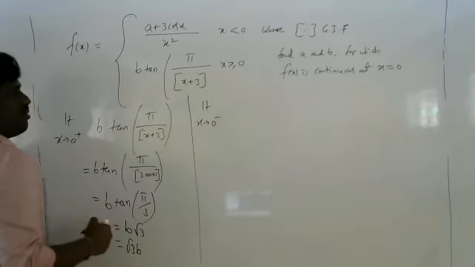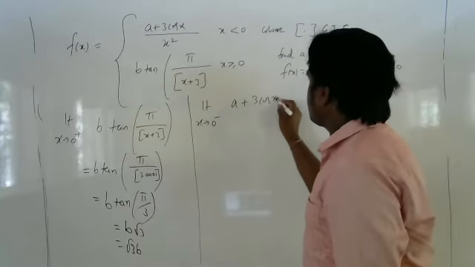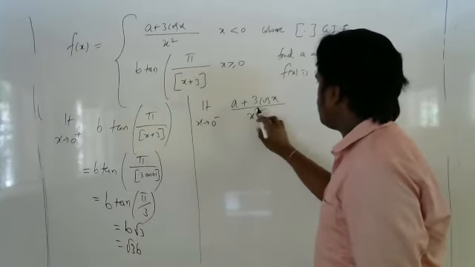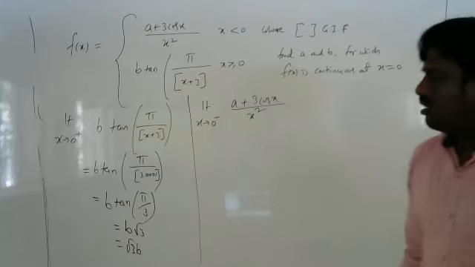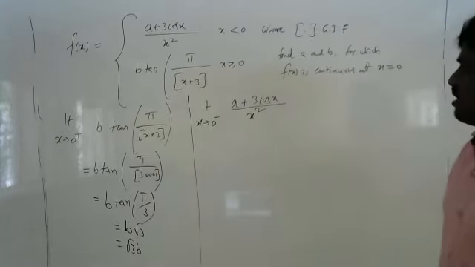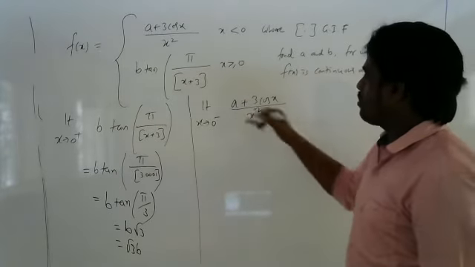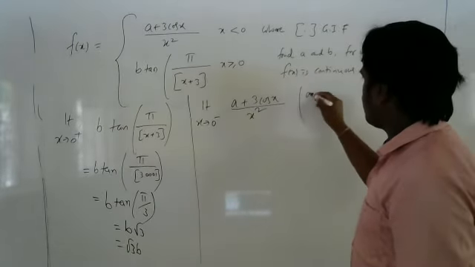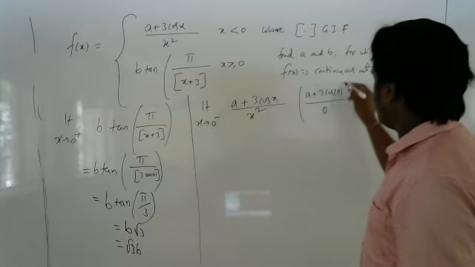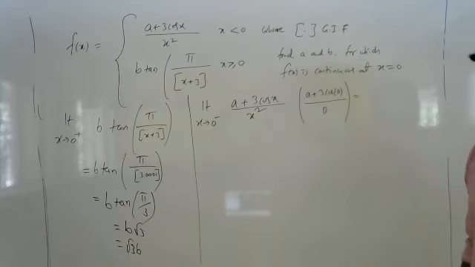Limit extending to 0 minus, a plus 3 cos x divided by x square. Okay, this is what we have. So limit x tending to 0 minus, a plus 3 cos x by x square. See, it is in the form of which form? If I substitute 0 in this, just see, a plus 3 cos 0 divided by 0. It means it is in the form of what form? 0 by 0 form, na?